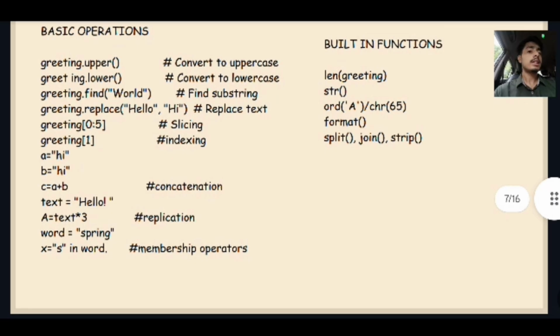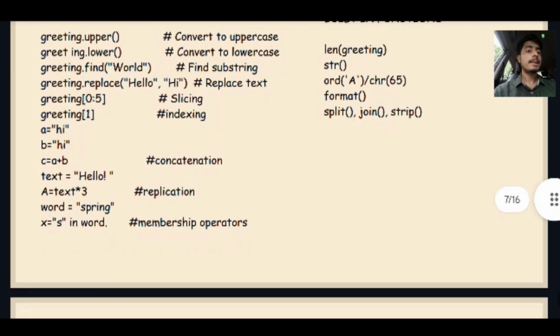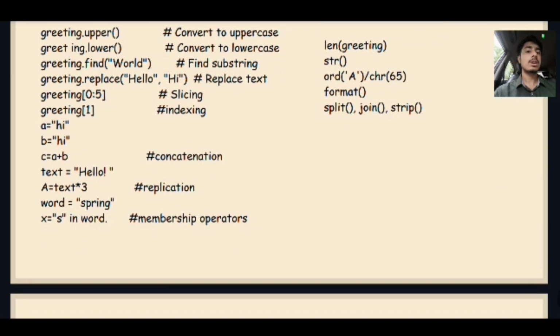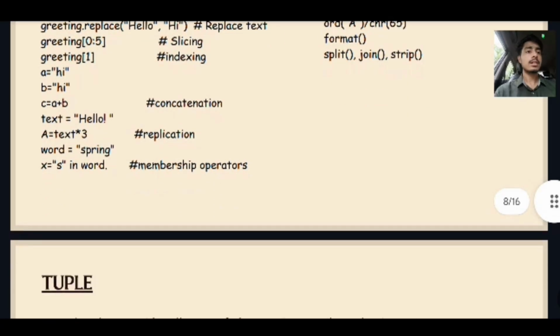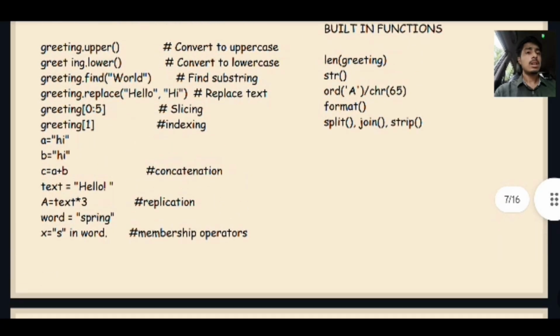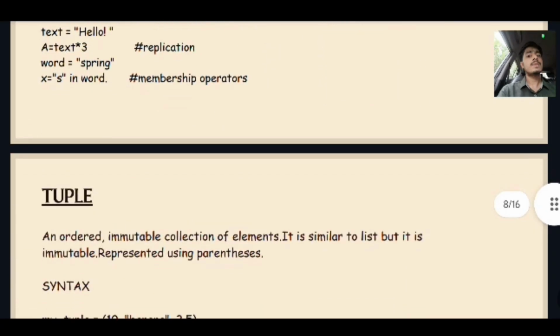Suppose consider the example of len. Len means to find or count the number of elements in a list, string or whatever it is. Then split is used to split the string based on a particular character. Then join, strip, etc. are built-in functions. Next we can see tuple.